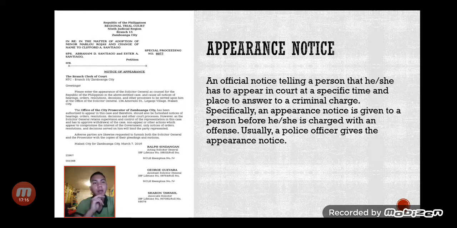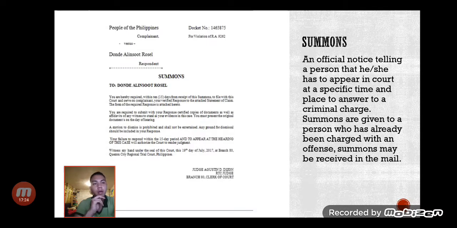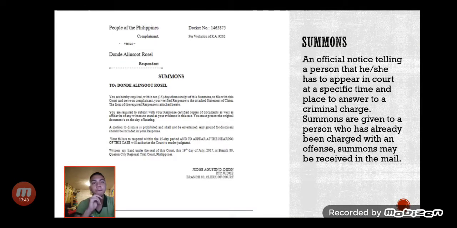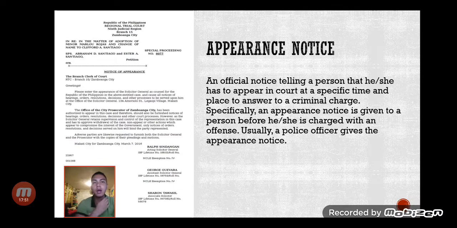So specifically, an appearance notice is given to a person before he or she is charged with an offense. Unlike the summons, where the person has already been charged with an offense. So hindi pa siya na bibigyan ng criminal offense. Usually a police officer gives the appearance notice. So also unlike the summon, pwede lang siya ipadala and it can only be received in the mail. However, ang appearance notice must be personally given by a police officer.